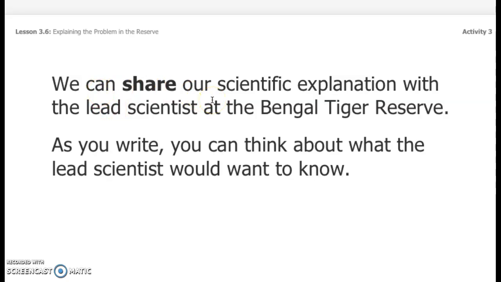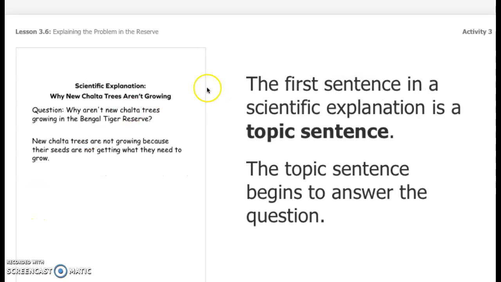We can share a scientific explanation with the lead scientist in the Bengal Tiger Reserve. As you write, you could think about what the lead scientist would want to know. And in your explanation, you should include as many ideas as you can that help explain what is happening with the chalta trees. The first sentence in the scientific explanation is the topic sentence.